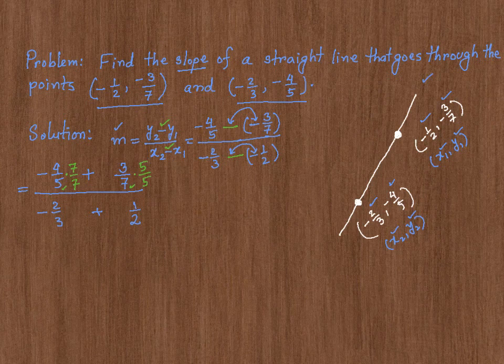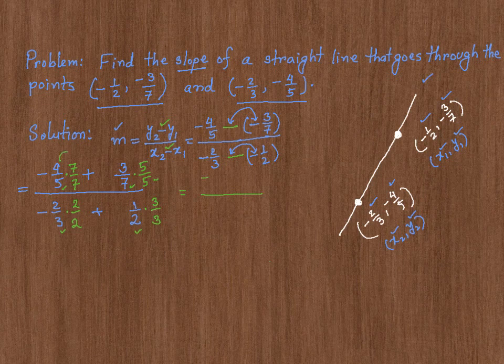Similarly, in the denominator, LCD of 3 and 2 is 6. So I am going to multiply this by 2, divide by 2, multiply this by 3, and divide by 3. Now in the denominator, we have the same denominator for the fractions, which is 6. In the numerator, we have the same denominator for the fractions, which is 35. Now if we continue with our simplification, we get the following.